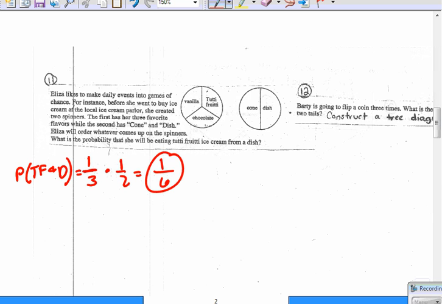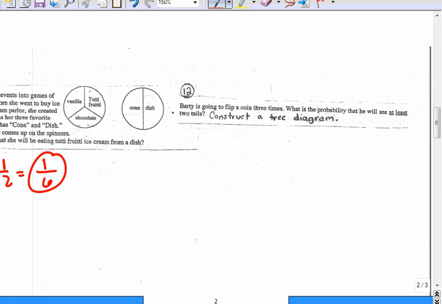So Tutti Frutti, the probability is 1/3. So the probability of Tutti Frutti and dish is going to be 1/3, which is Tutti Frutti, times 1/2, which is the dish, so that's 1/6. That is her probability.